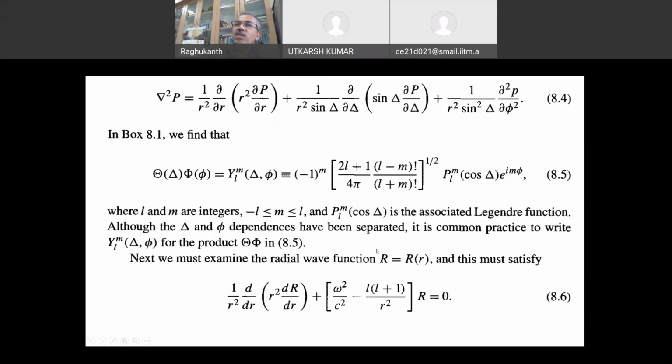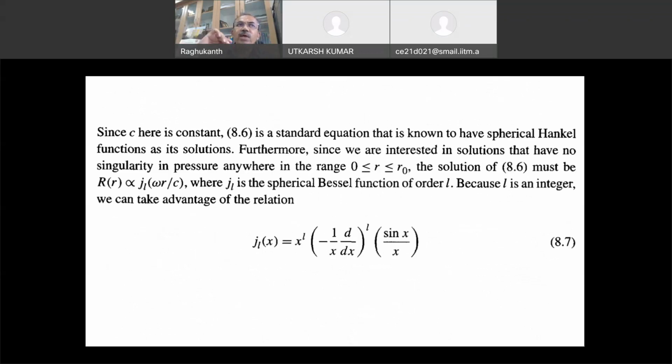This is more or less close to Hankel functions or Bessel functions, so you can use those types of functions. This equation corresponds to that type of function. We can write the solution in terms of Bessel or Hankel functions. This is how the spherical Hankel functions are used to write the solution with respect to R. With respect to delta and phi, we have spherical harmonics or surface harmonics, and with respect to R we have Hankel functions, that is, the spherical Bessel function. You can write it like this.